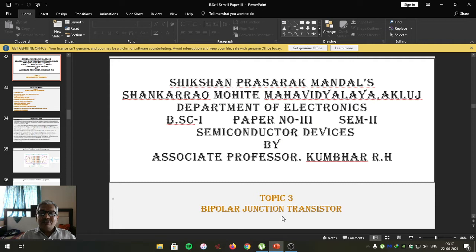Junction, the device has two junctions. So that's why it is called as a bijunction. Transistor, there is a transfer of resistor that takes place. Such a device we can call it as a bipolar junction transistor. It can be abbreviated as BJT.